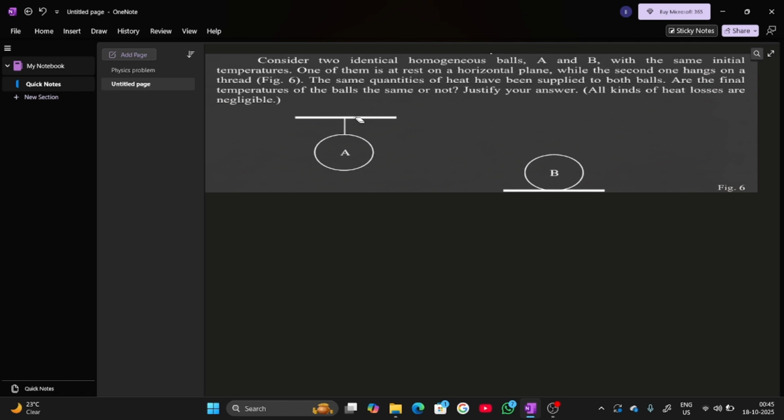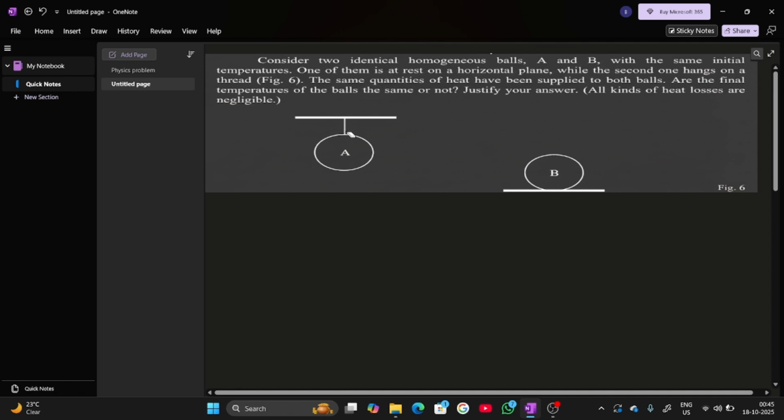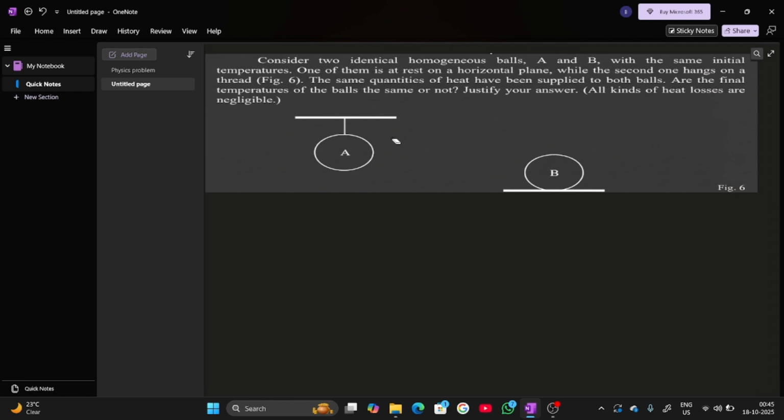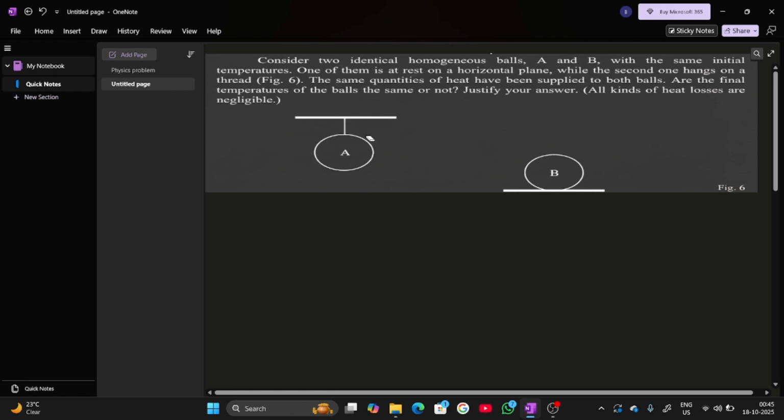So here there can be four cases. Either A and B have the same final temperatures, or A's final temperature can be greater than B's final temperature, or B's final temperature can be greater than A's final temperature, or maybe we cannot predict from the given assumptions or criteria according to the question. So let's try to solve.